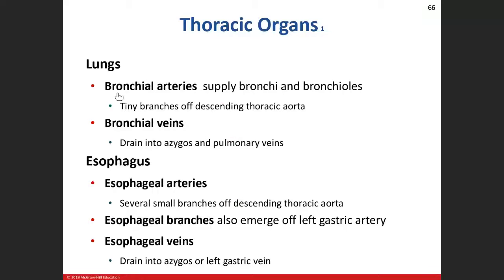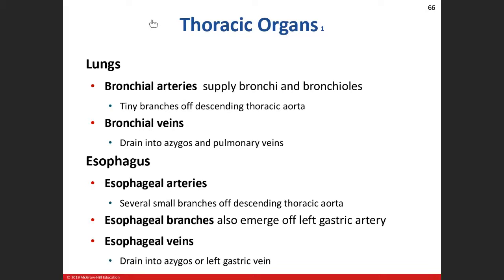So we have a companion vessel, the bronchial veins. Unlike the other companion vessels, they do not drain into the superior vena cava. They're going to drain into the azygous system, so the azygous veins and also the pulmonary veins.